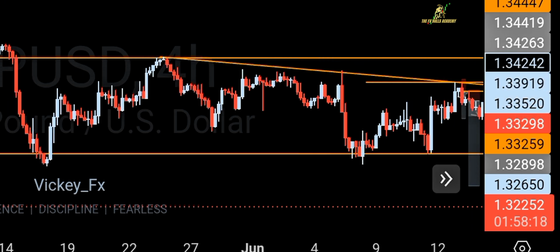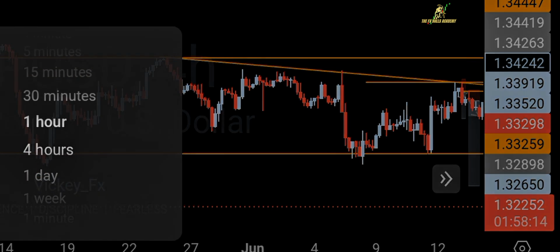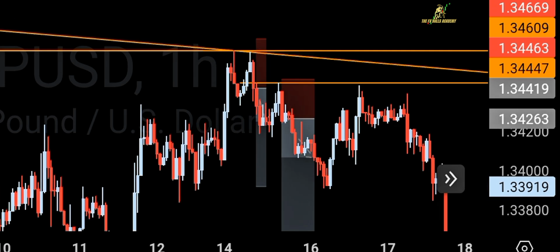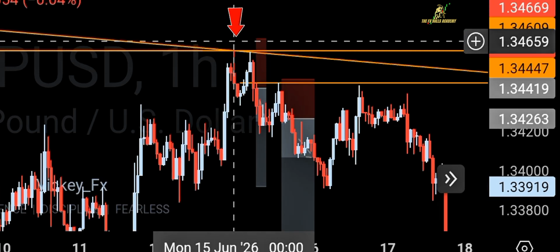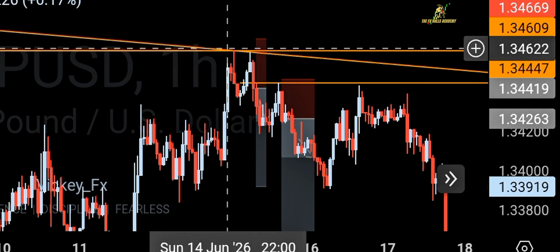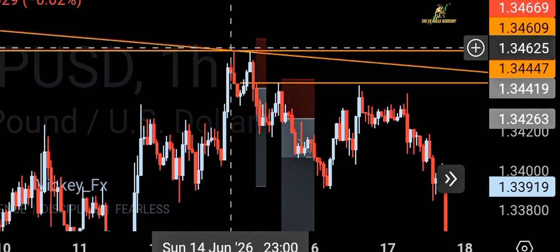Immediately price got to our trend line, I went to the 1 hour time frame to see what price is doing. As you can see on the 1 hour time frame, price tapped on our trend line first. It tapped here first. I didn't take the trade. I wasn't available on the chart when the price first tapped in.